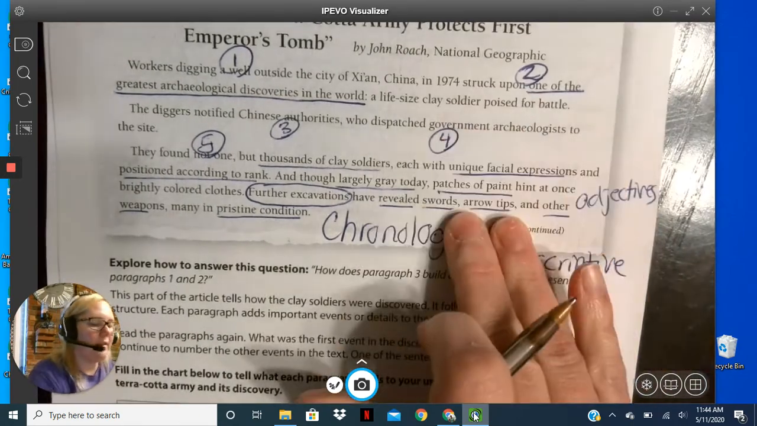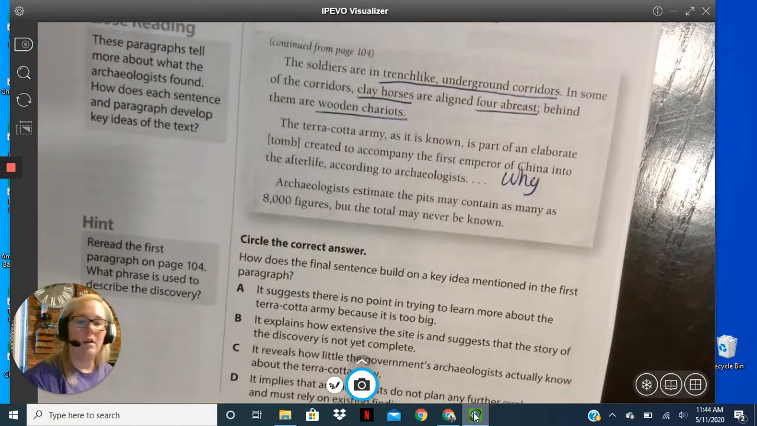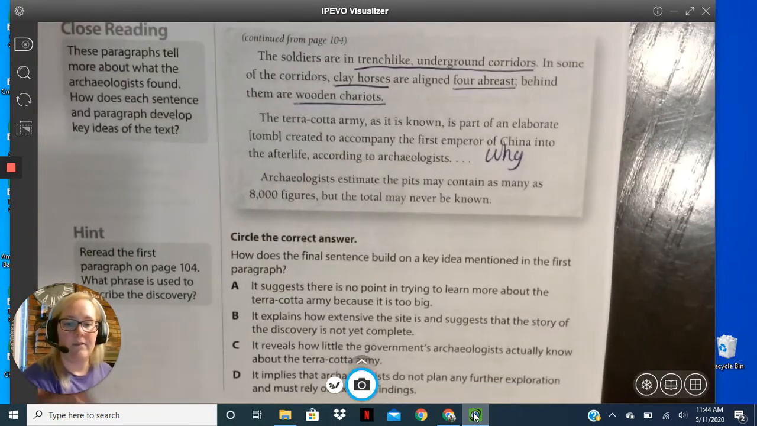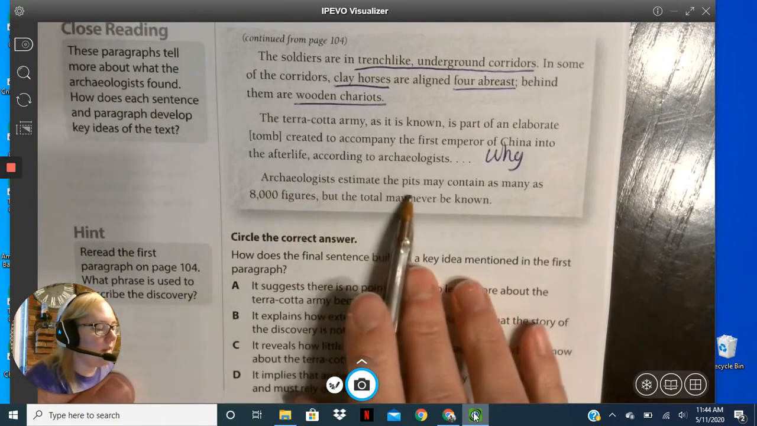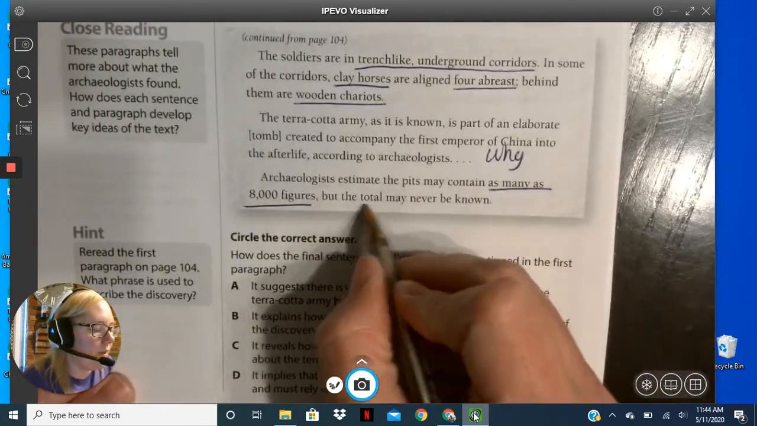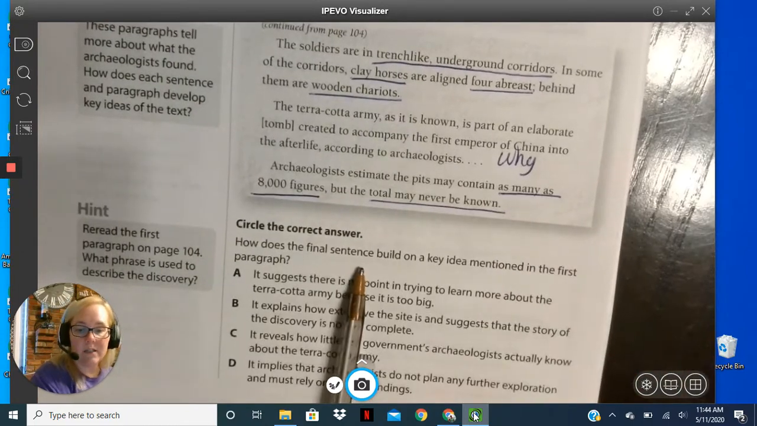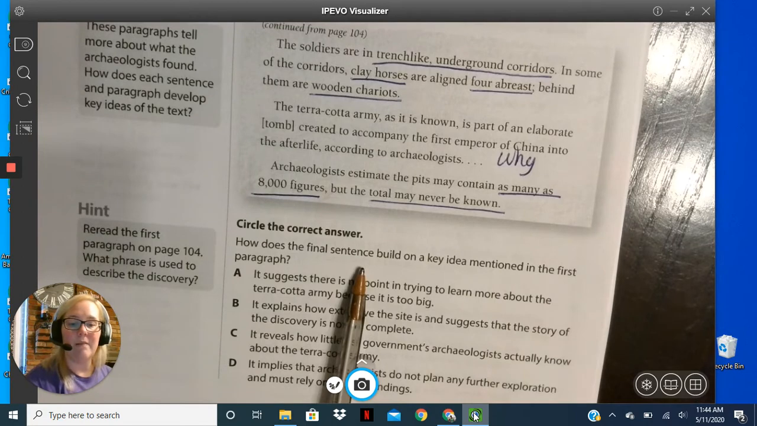Okay, because basically the chronological part of it kind of ended, and it went on with descriptive. Okay, archaeologists estimate the pits may contain as many as 8,000 figures. The total may never be known. Okay, so the question is, how does the final sentence build on a key idea mentioned in the first paragraph?